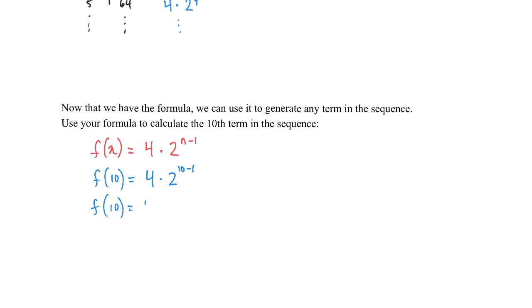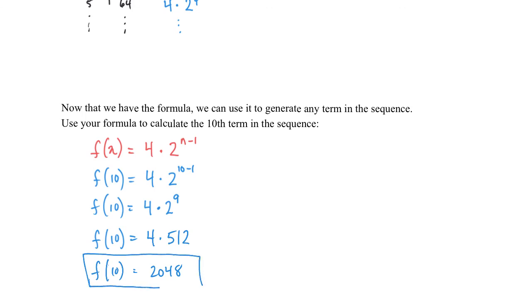So f of 10 is 4 times 2 to the 9th power. This is going to be a big number, so grab your calculator. Turns out 2 to the 9th is 512. And so we multiply that times 4, and I get 2048. So the 10th term in this sequence is going to be 2048.